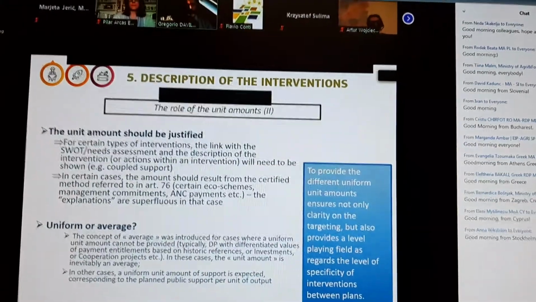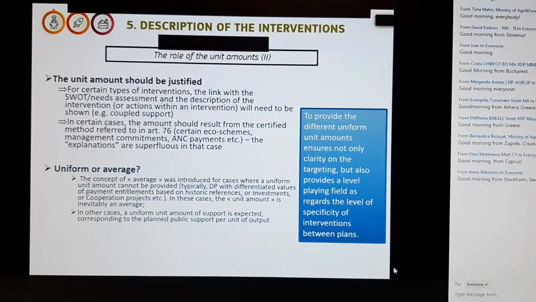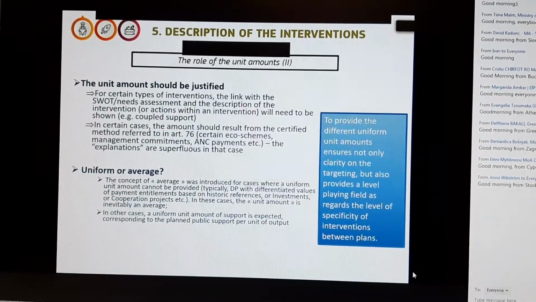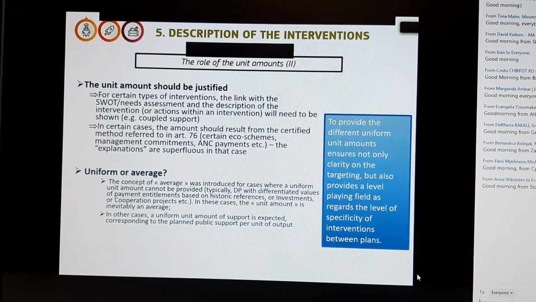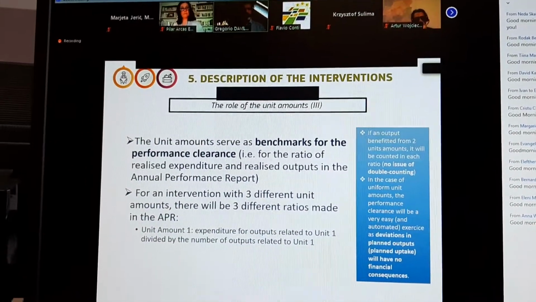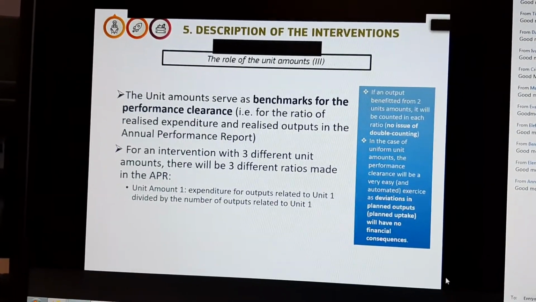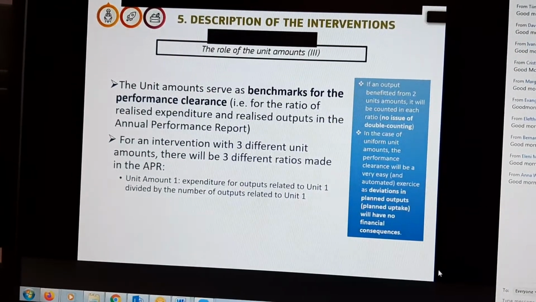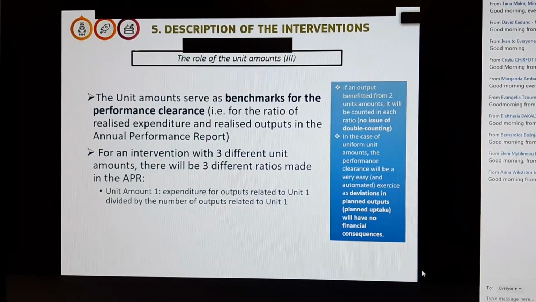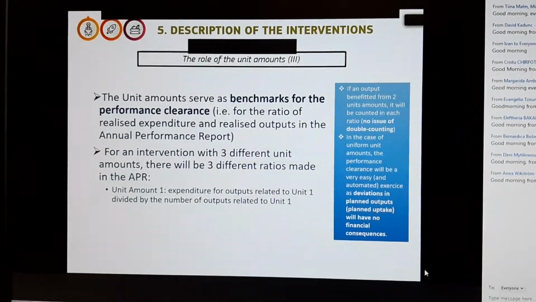So that's also important in terms of ensuring that the different interventions in the different plans have the same granularity, the same level of detail. So this is also important to have in mind as regards the unit amount. As I said, this is important as a benchmark for the performance clearance. So this will be used to assess whether the realized unit amount, whether uniform or average, has complied with the plan, and therefore this would trigger a number of consequences that are laid down in the horizontal regulation.